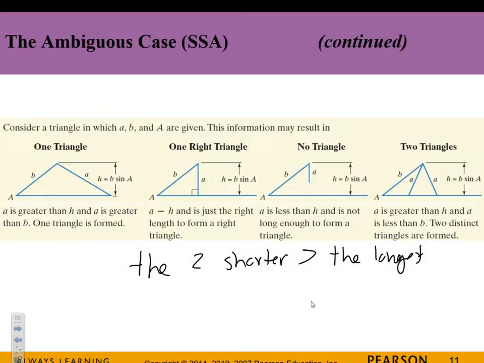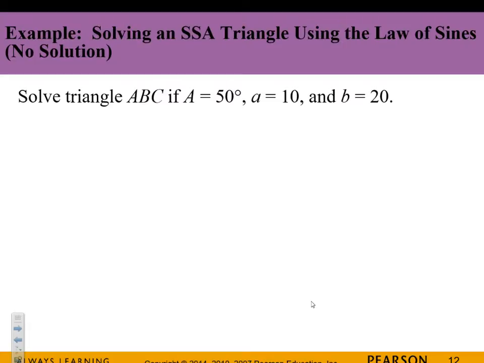Let's see what we can do with this triangle here. Let's solve triangle ABC if angle A is equal to 50 degrees, side a is equal to 10, and side b is equal to 20. Let's try to find it all. So we need angle B, angle C, and then we need little c.